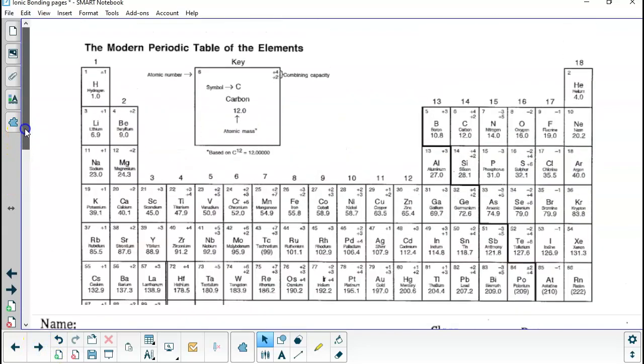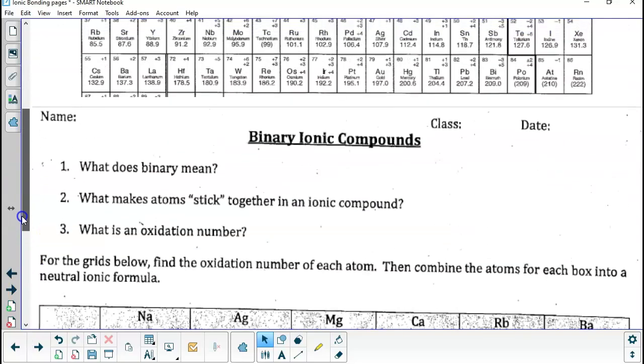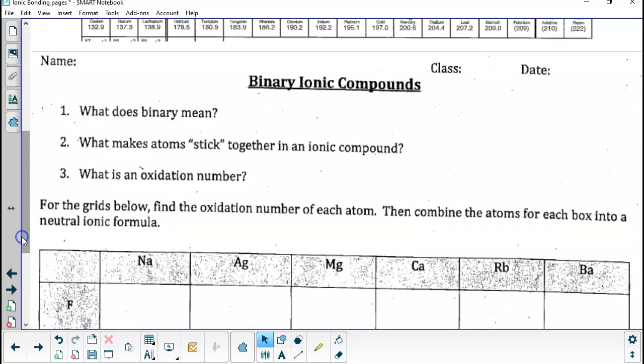Make sure you have your periodic table out as always. And then we have our worksheet here. There are a couple of questions at the top we should talk about. Number one, what does binary mean?